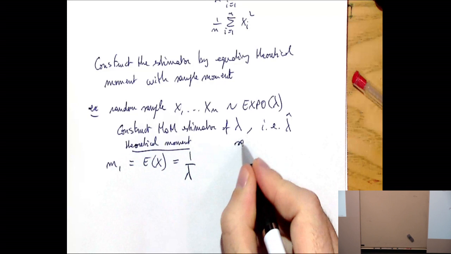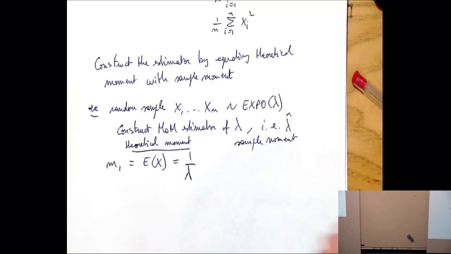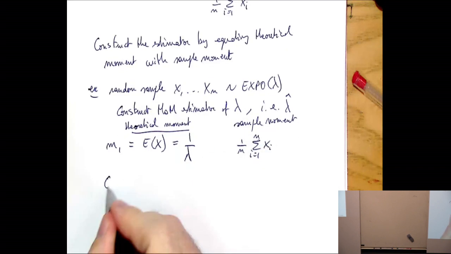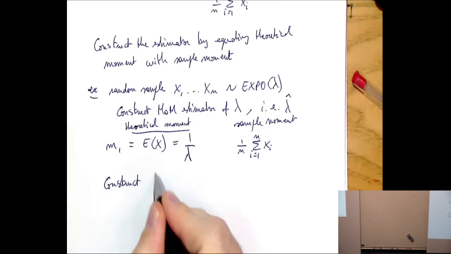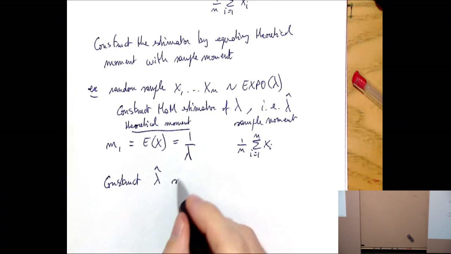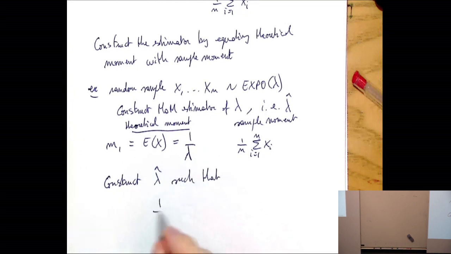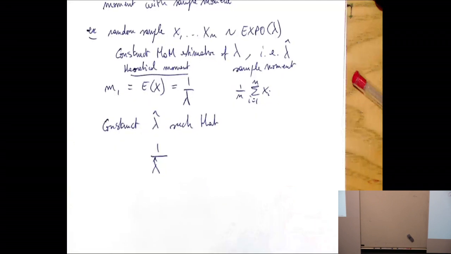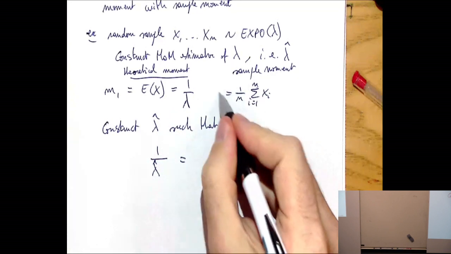Right? What is my sample moment? The first moment is 1 over n sum xi. So I will choose, or construct, the estimator such that 1 over lambda hat is equal to my sample mean.